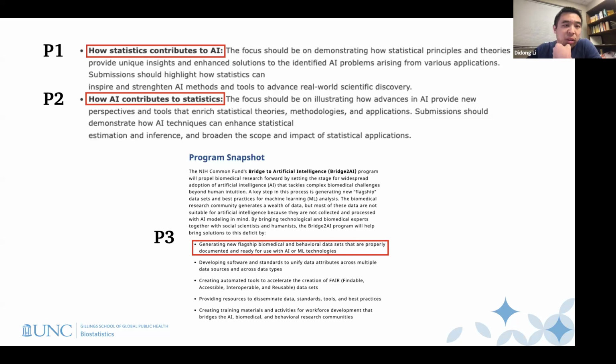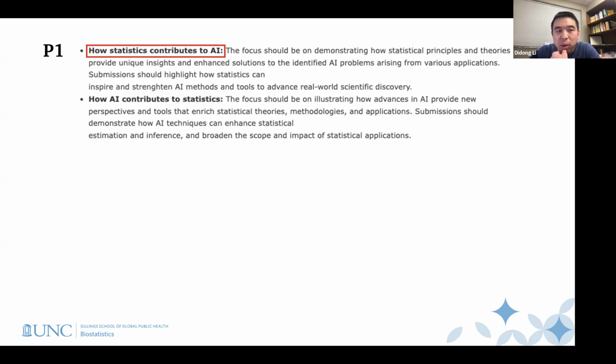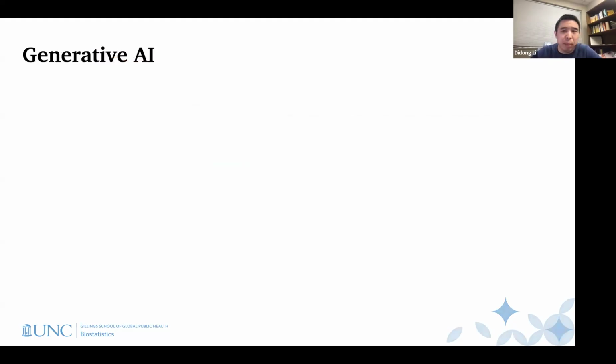Okay, so let's move on to the first topic, which is more on a theoretical aspect of how statistics can help AI. AI is a big topic. Let's narrow it down to be more concrete. The type of AI I want to discuss today is called generative AI. It's not because it's easy to analyze, it's really because it's a very important hot topic.